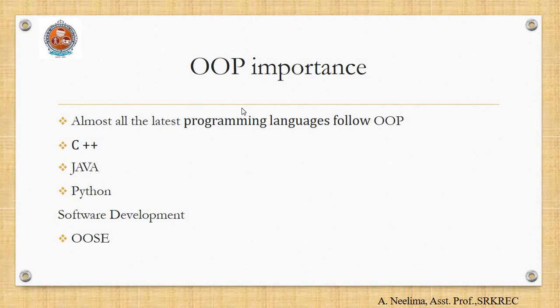Coming to the importance of OOPs. Almost all the latest programming languages like C++, Java, and Python follow object-oriented programming. So OOPs is used not only for programming, but also for software development, ranging from analysis to testing. For example, in object-oriented software engineering also, we use the object-oriented paradigm.